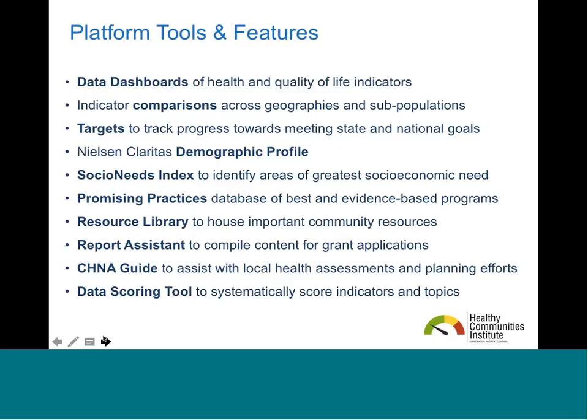So just an overview of the tools and features. I don't want to spend too much time on this right now. We'll dive into it on the live demo. But if any of you are new to the platform, some of the things that you can access from the site: we have data dashboards of health and quality of life indicators. There are indicator comparisons across geographies and subpopulations, and targets to track progress towards meeting state and national goals. So you'll see on the site one of those is the prevention agenda targets. We have the Nielsen-Claritas demographic profile, which I'll pull up, and the socio needs index to identify areas of socioeconomic need that are correlated with poor health outcomes.